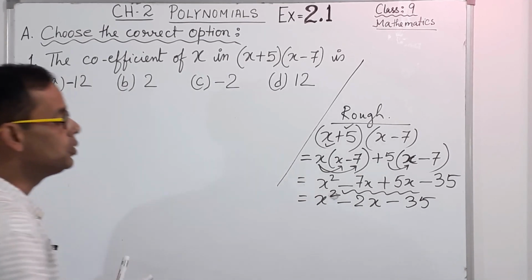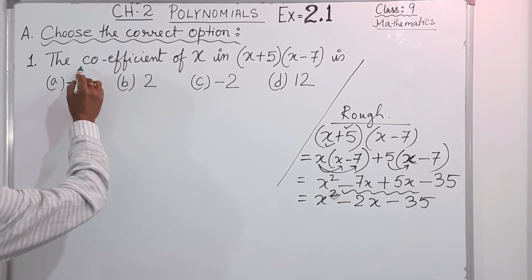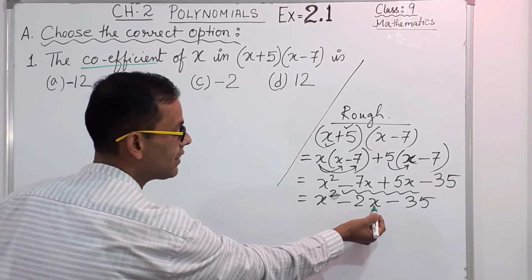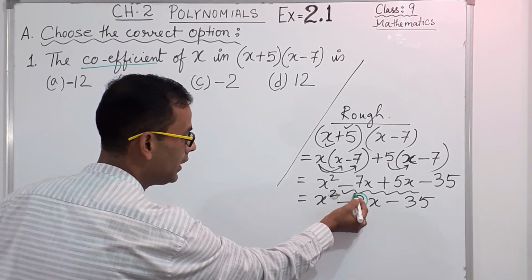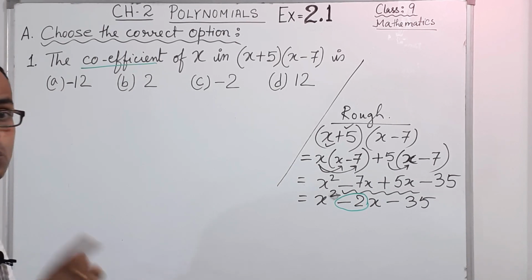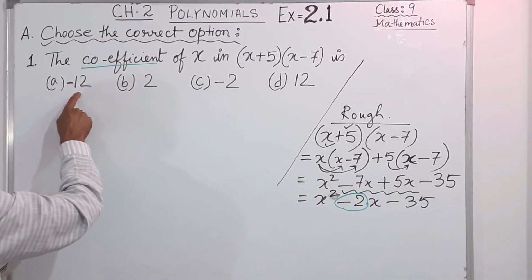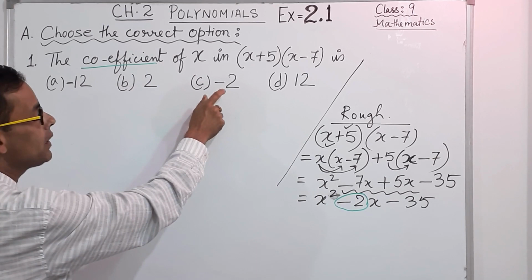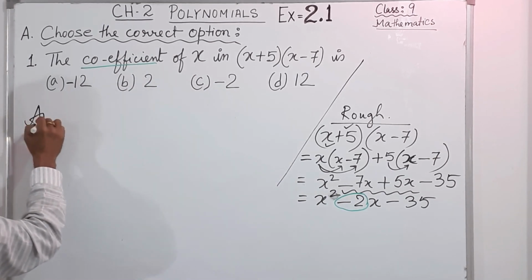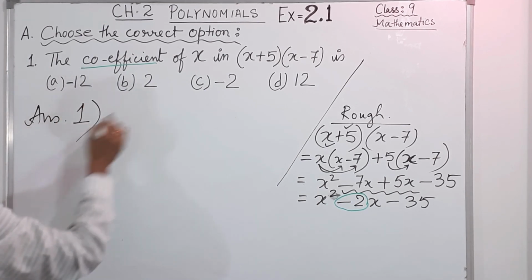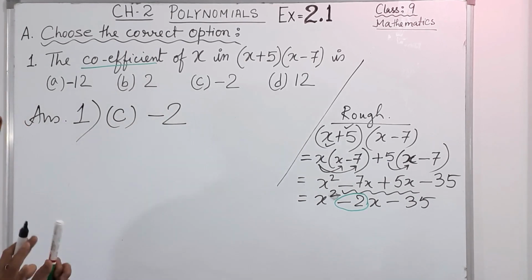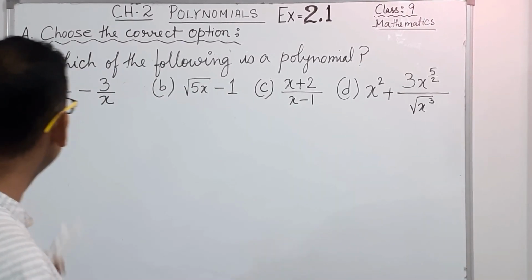Now what to do? Now you have to find out the coefficient of x. So this is x square, this is x. So x coefficient is which one? Before that only, minus 2. So minus 2 is the coefficient. So matching with this one? No. This one? No. Yes, it is matching with number C. So what I will write? Answer 1. And which option? C, minus 2. Clear?